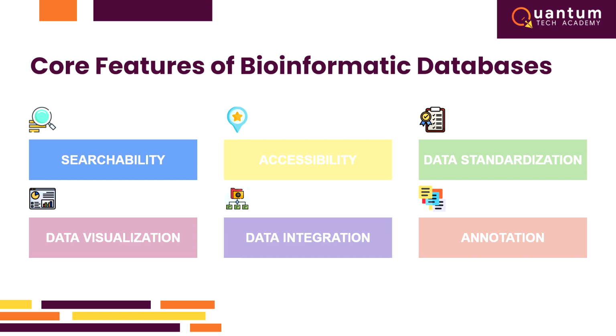The last core feature of a bioinformatics database is the annotation. Well, annotation means there will be a proper naming associated with a particular piece of information. If you want to retrieve a DNA sequence, there will be information about the ORFs, the exons, and the introns. So these core features help you to understand what kind of information and in what design the information will be there in a bioinformatics database.